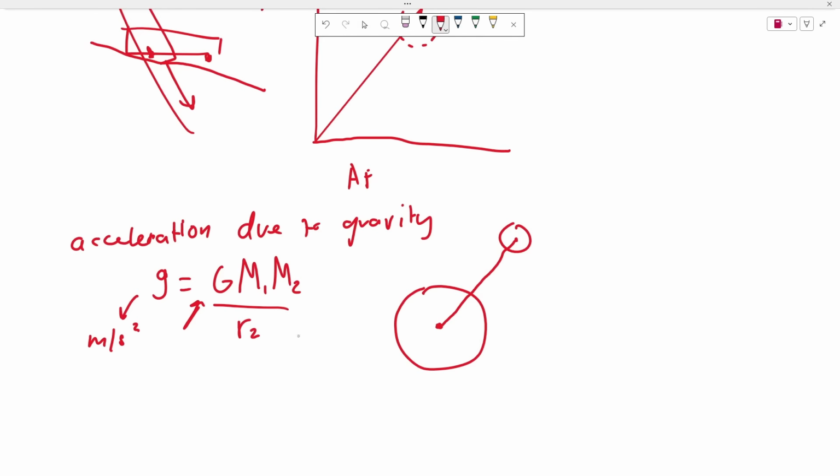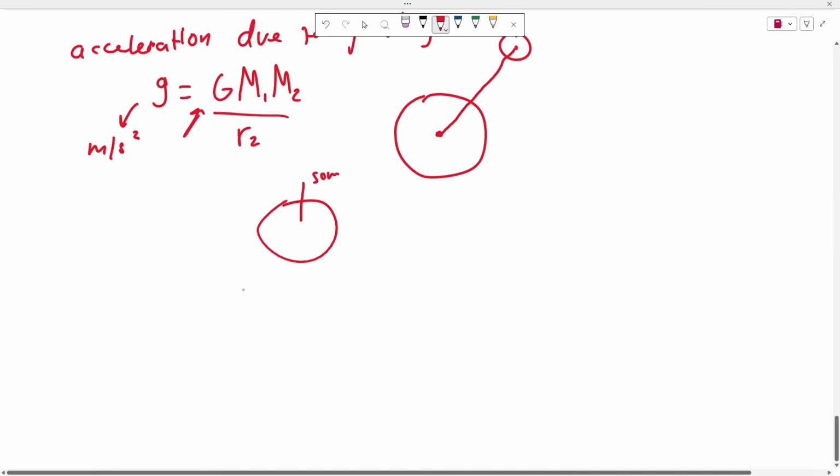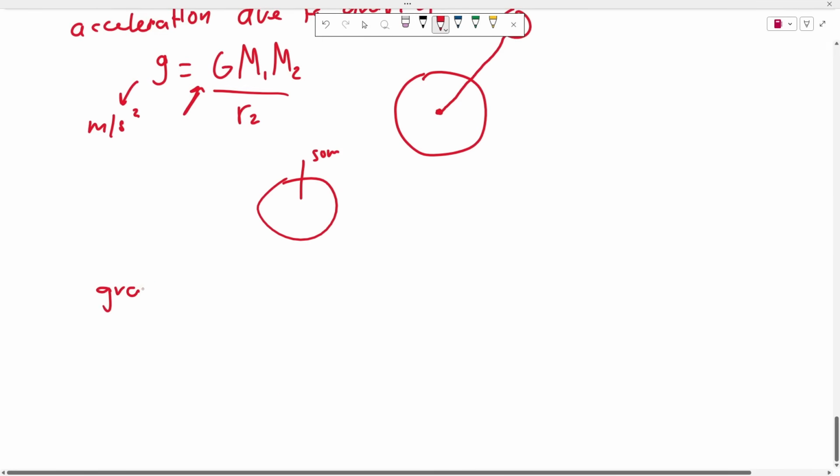Or if you want to say that an object is 50 meters above the surface of the Earth, or 50 meters from the center of the Earth, what's the acceleration due to gravity that they experience? Well, you'll put that into r squared. You'll take the mass of the Earth here, and the mass of the object here, and you plug it into this formula.